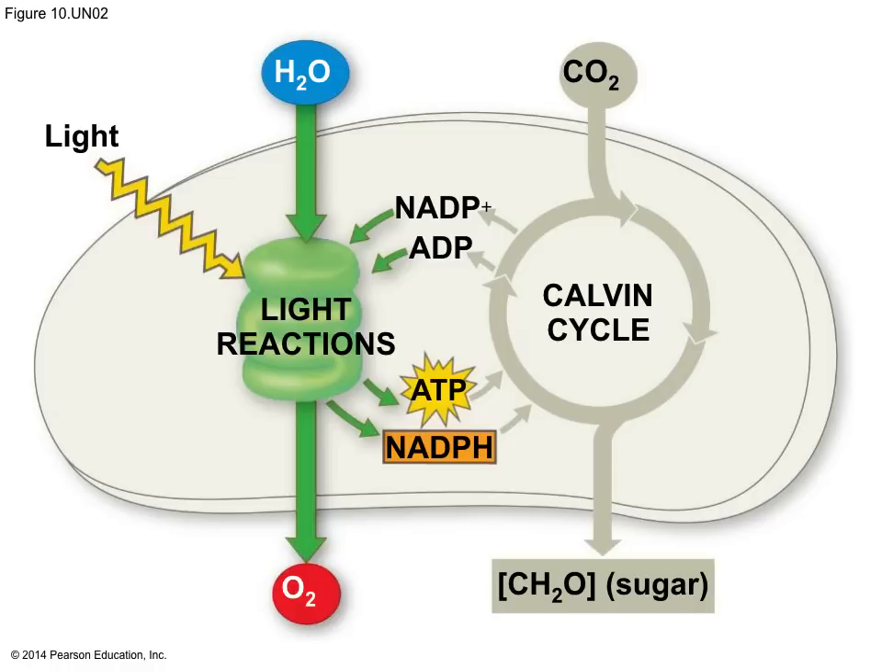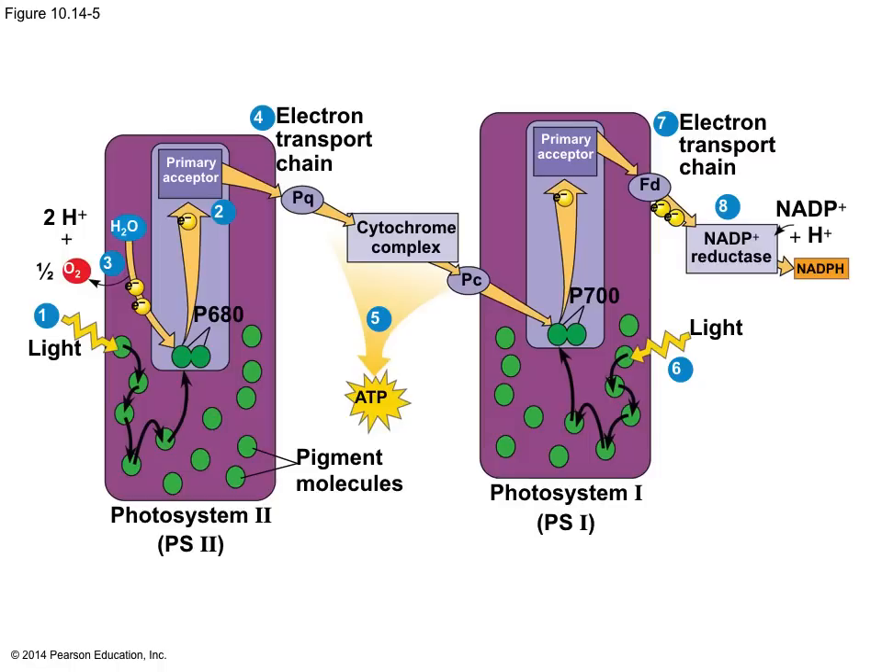And if you notice, the products of the Calvin cycle, two of them at least, NADP+ and ADP, we actually do need as reactants for the light reactions. And so you see there's a cycle back and forth, back and forth. ADP, ATP, ADP, ATP, NADP+ and NADPH. So you see that there's a cycle. The products of one end up being the reactants of the other, and vice versa.